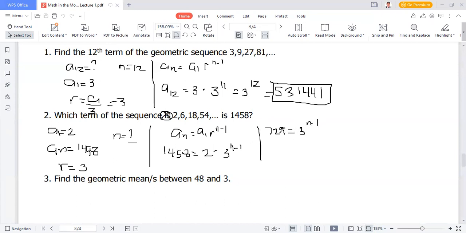Itong 729, we can write it as 3 raised to 6. So you can check ang 729, that is 3 raised to 6. Okay, so ginawa natin yan para magpareho ng base at ang i-equate na lang natin yung exponent. 6 equals N minus 1. So lipat mo lang yung negative 1 sa kabila, so N equals 7. Okay.